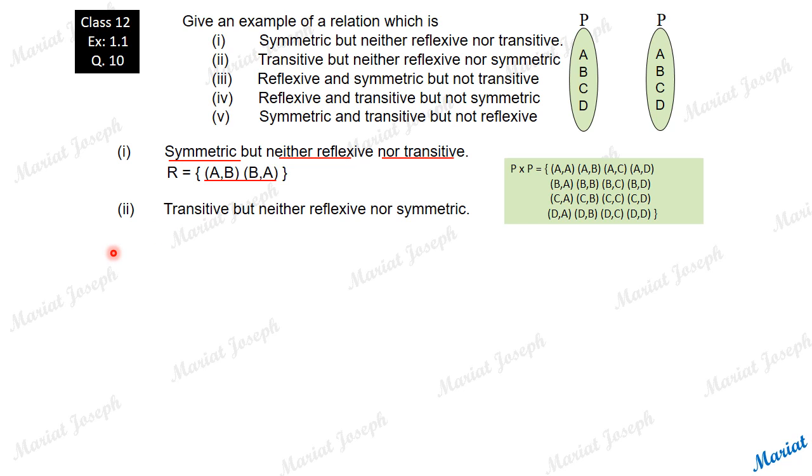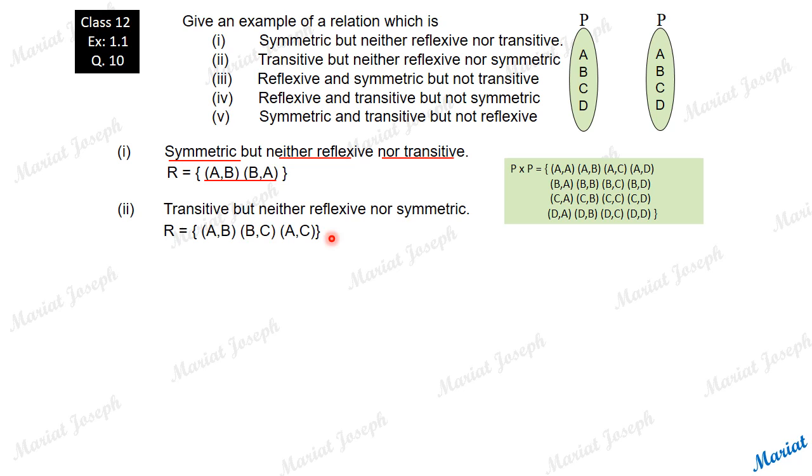Next, we want another relation, another subset of this P cross P, which is transitive, but neither reflexive nor symmetric. Here we go. To maintain it transitive, whenever there are pairs of the form AB and BC having the common element B, the first and third, AC, should also be there. Yes, I've maintained it. That's why it's transitive.